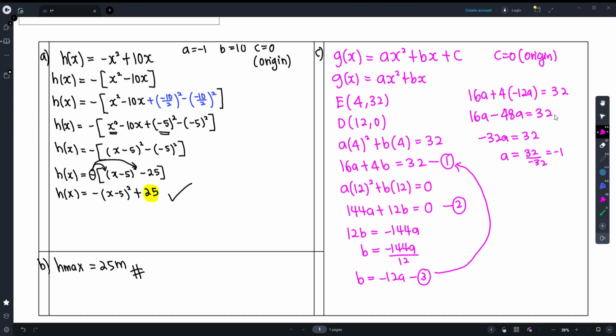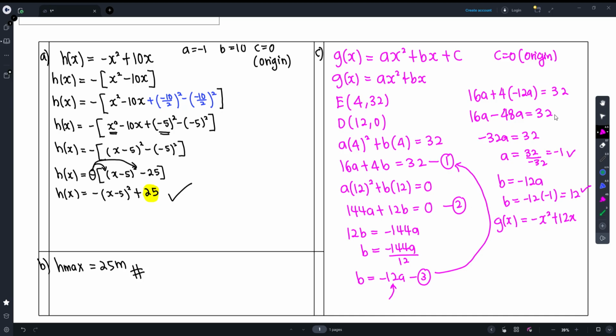So what is happening here? Since your a is negative 1, your b is negative 12a from this equation. So your b will be negative 12 times negative 1, which gives you 12. So I already found my a, I already found my b, put back into the main equation. So my g(x) will be negative x square plus 12x.